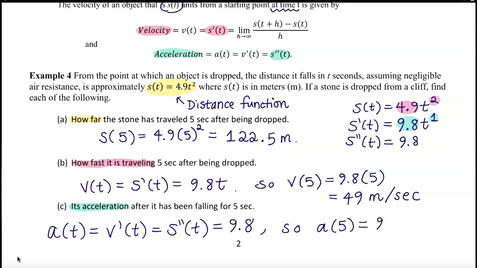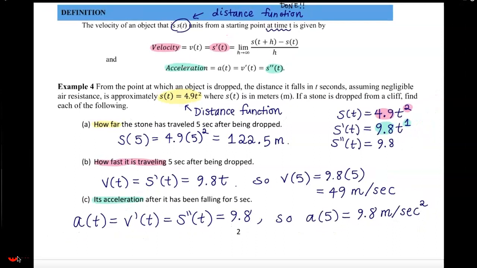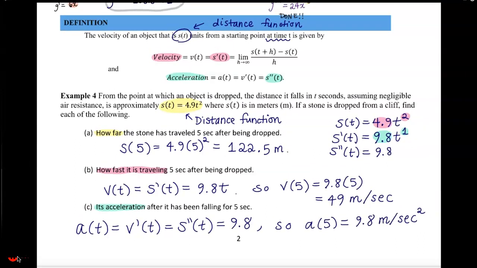The acceleration is always 9.8 meters per second squared. Make sure you put second squared for the unit for the acceleration. Okay, so that's it. That is an application problem for the first derivative and the second derivative.